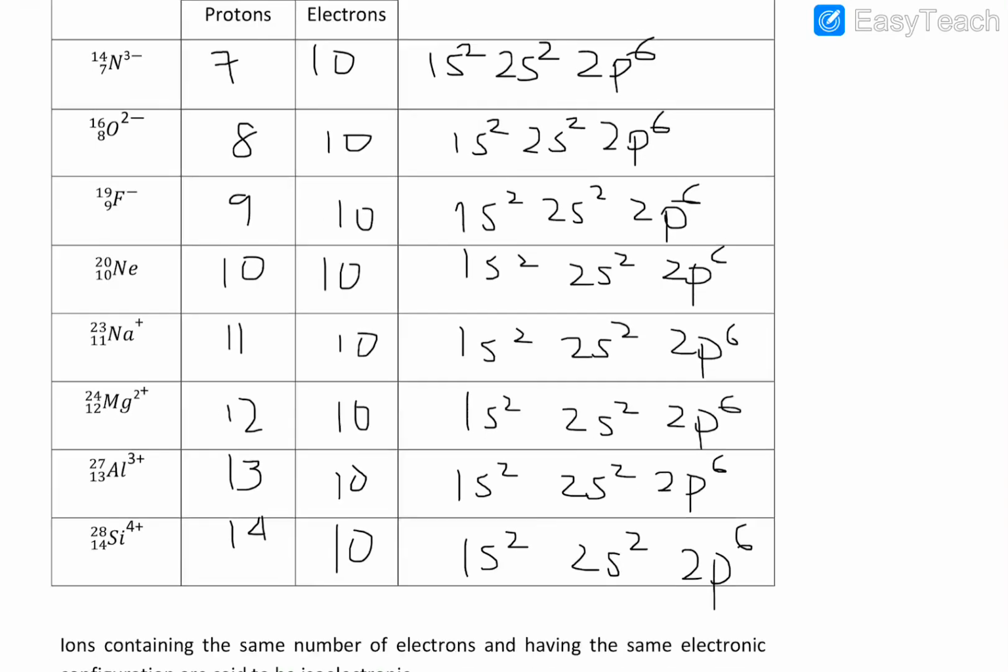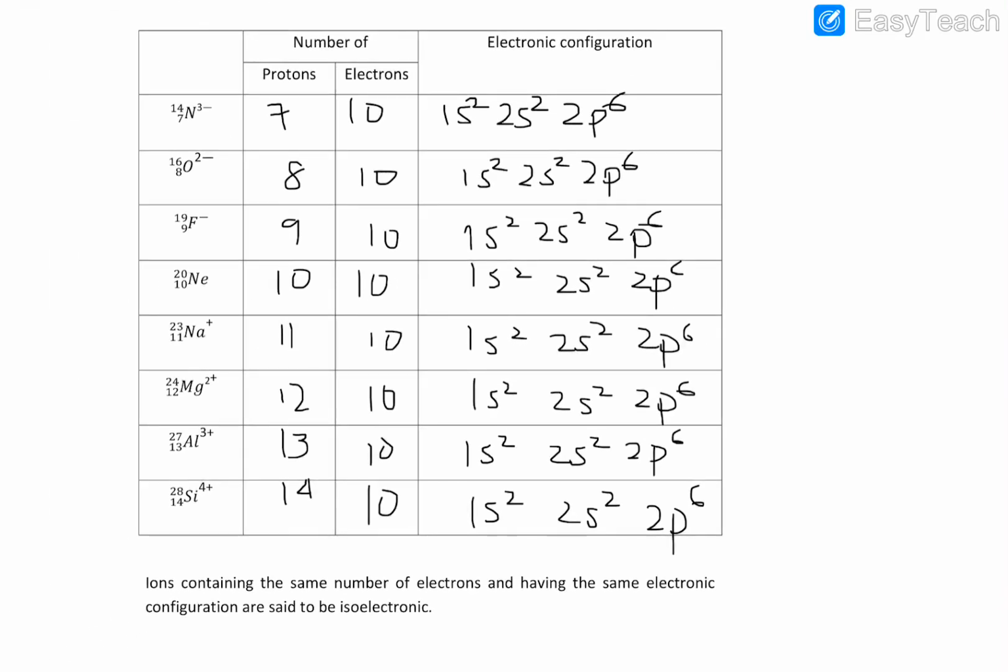Now if you look at all of these, so check your answers. If you look at all of these, they all have 10 electrons and they all have the same electronic configurations. So ions containing the same number of electrons and having the same electronic configuration are said to be isoelectronic. So all of these, they are actually isoelectronic.